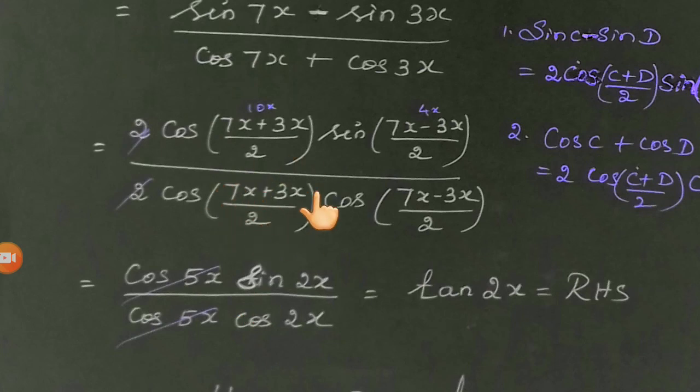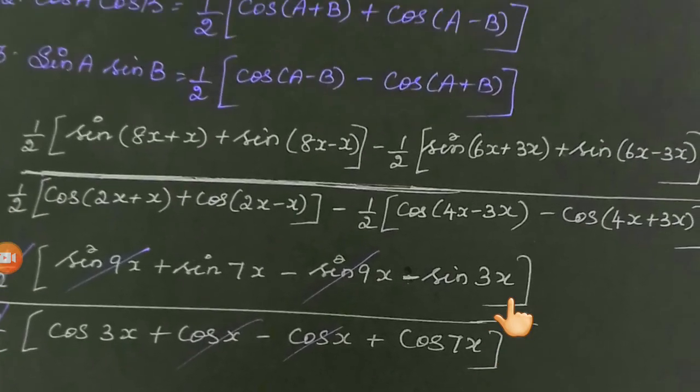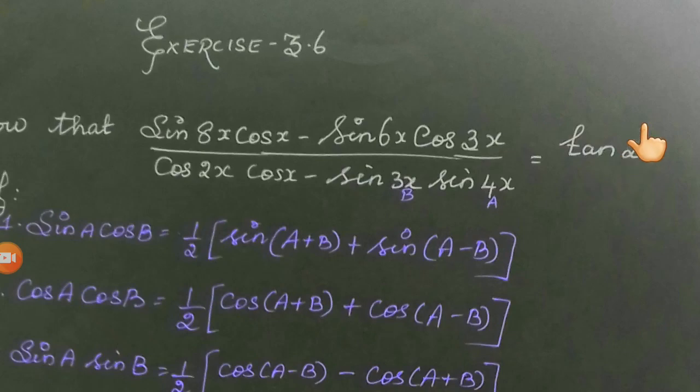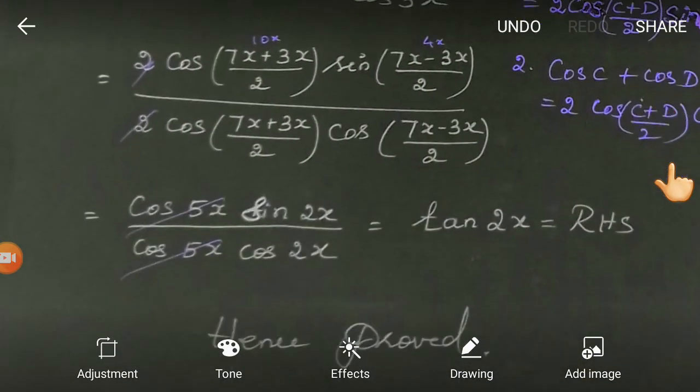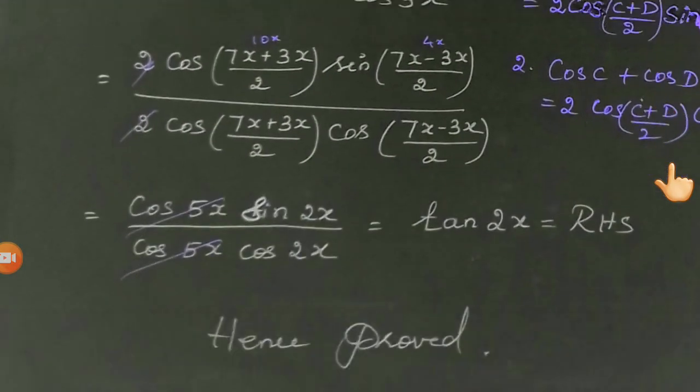Similarly, in the denominator, 10x by 2 becomes 5x, so cos 5x. And 4x by 2 is 2x, so we have cos 2x. Cos 5x is present in both the numerator and the denominator, so we can cancel it. Sin 2x by cos 2x is tan 2x. That is the right hand side that the question asked us to prove. We have obtained the right hand side, hence proved. Thank you children.